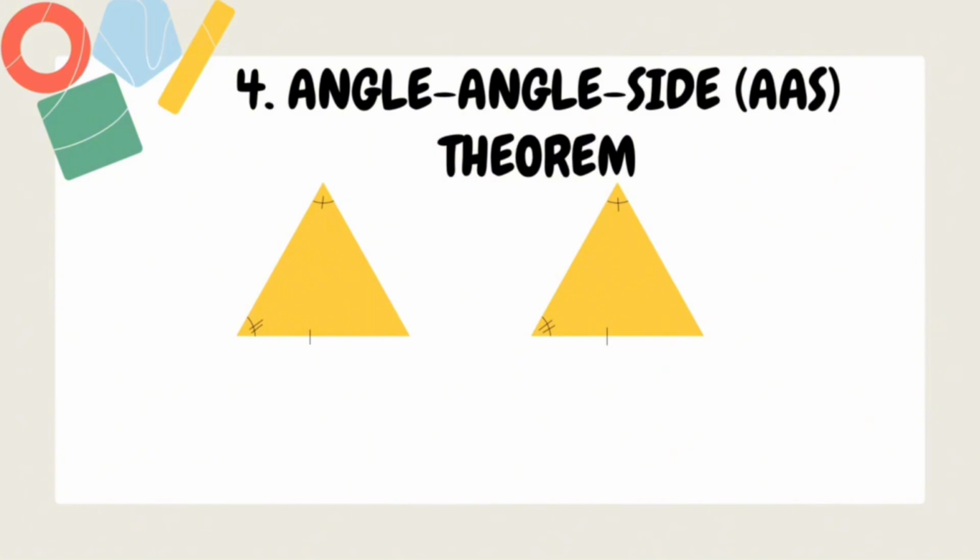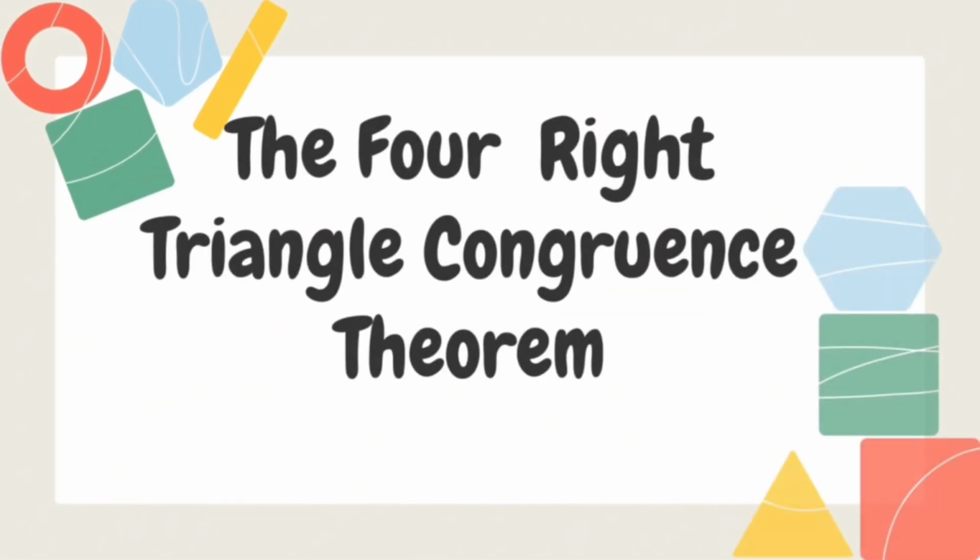The angle-angle-side congruence postulate was proven using the triangle congruence postulates. It states that if two angles and a non-included side of one triangle are congruent respectively to the corresponding angles and non-included side of another triangle, then the two triangles are congruent.